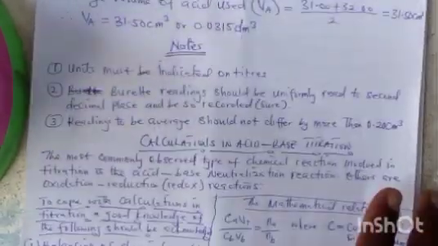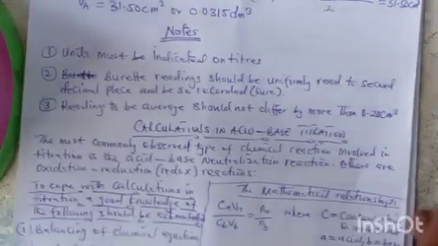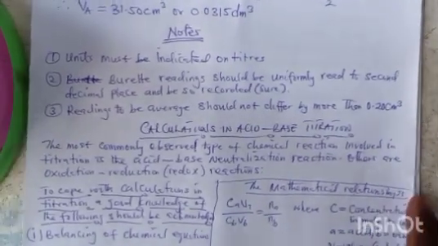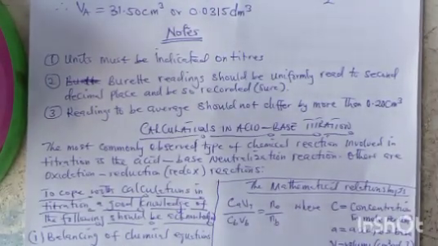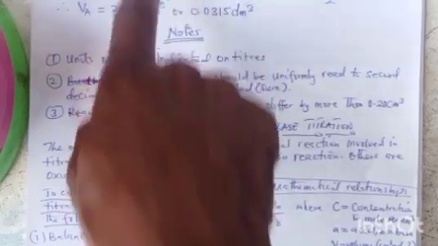There are things you need to understand whenever you are embarking on volumetric analysis equation problems. Units must be indicated on titres, just like you have seen that the units are here. Look at the units. These are the units.